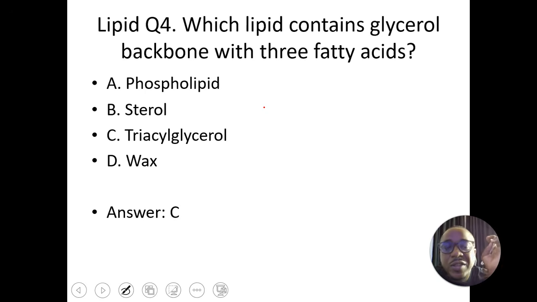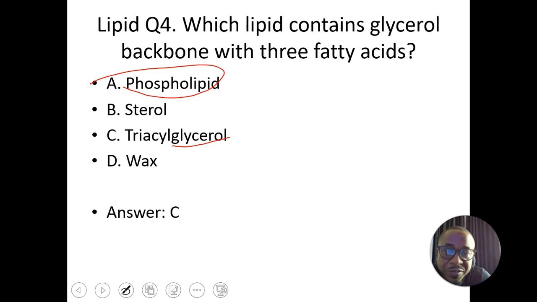Which lipid contains glycerol backbone with three fatty acids? The answer is triacylglycerol, or known as triglycerides. Even from the name already, you have glycerol. But nevertheless, in this question we have two answers. Which lipid contains glycerol backbone? Phospholipids also contain glycerol backbone.